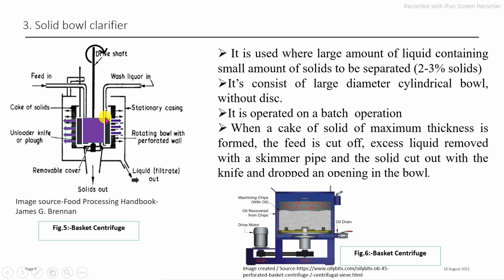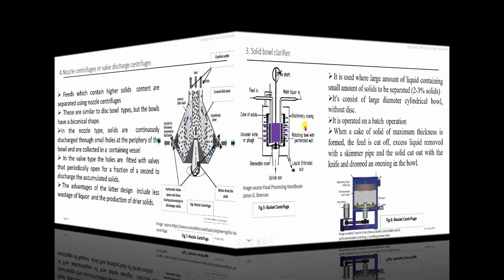Finally, whatever cake is formed is discharged by using the provision of the doctor blade. This doctor blade is the scraping blade to scrape whatever internal cake is formed, and this cake is discharged from this central outlet section. The solid bowl clarification or filtration process is carried out batch wise.